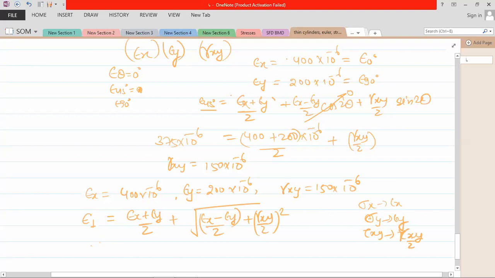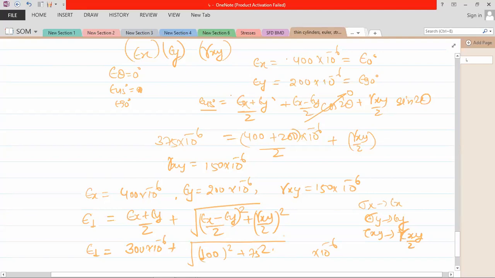So first of all, what is epsilon 1? Now we need to find epsilon 1, that is the maximum principal strain, and its value is (400 plus 200) by 2, that is 300, plus the square root of ((400 minus 200) by 2) square, that is 100 square, plus (150 by 2) square, that is 75 square, with 10 to the power minus 6 outside. So this was your earlier case.